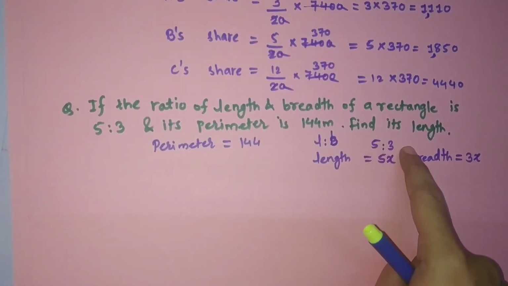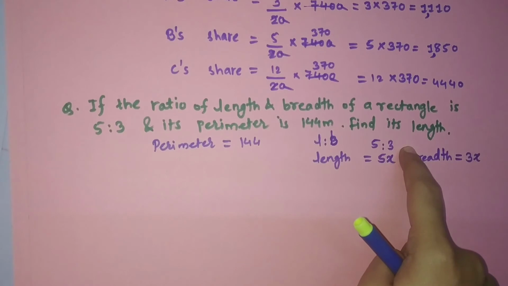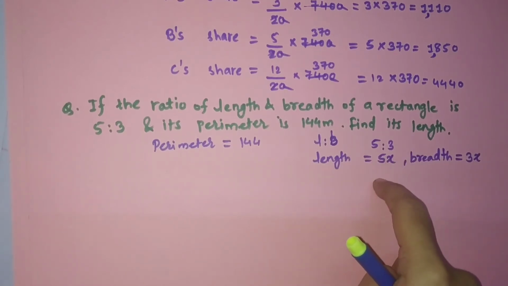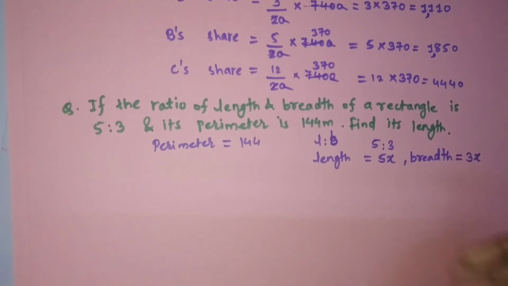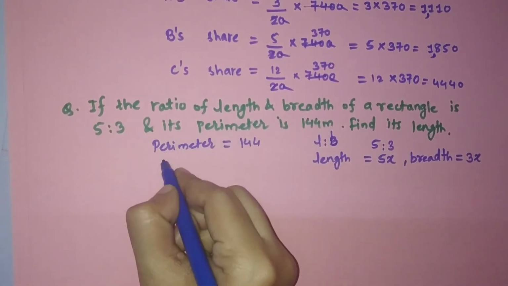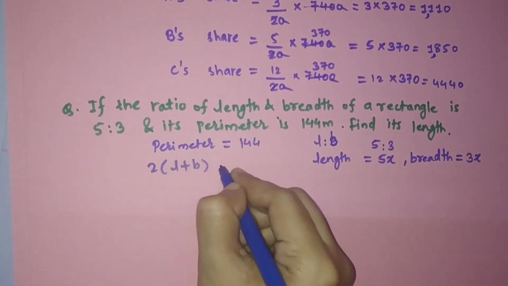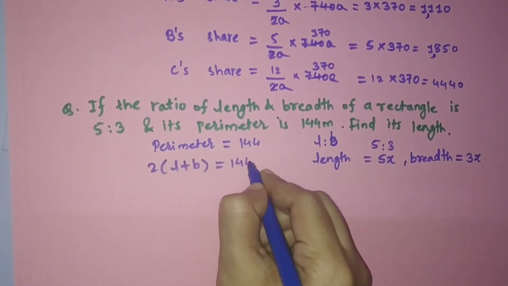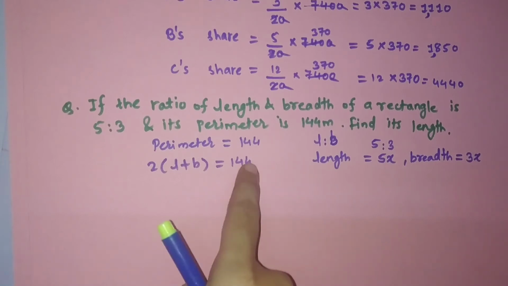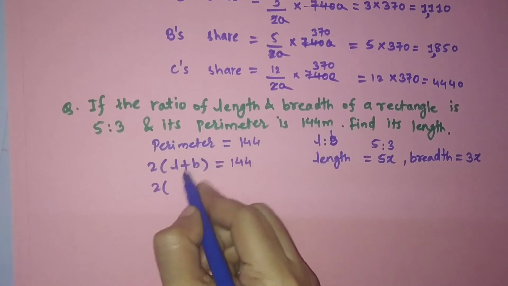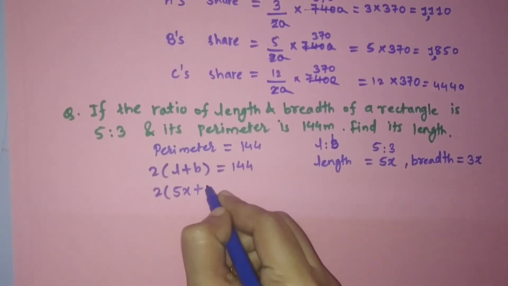If the ratio is given, the ratios are not actual numbers. Actually, the length is 5 multiplied by some number. That is, you can consider here 5x and the breadth is 3x. So now we know the formula of perimeter. That is, perimeter of a rectangle is 2 multiplied by (L plus B), which is nothing but the given 144. So we'll put the values inside here. L is what, friends? Here 5x plus B is what? 3x.